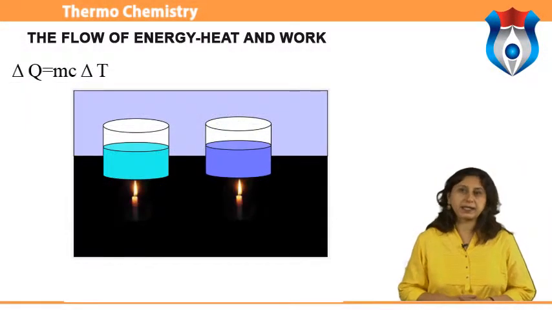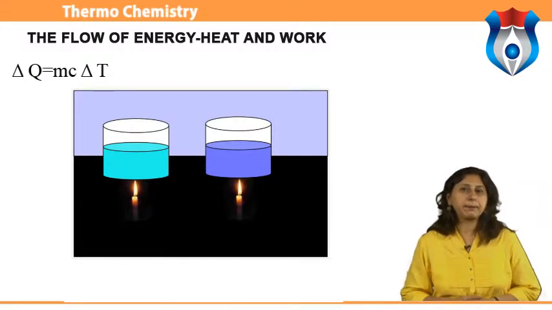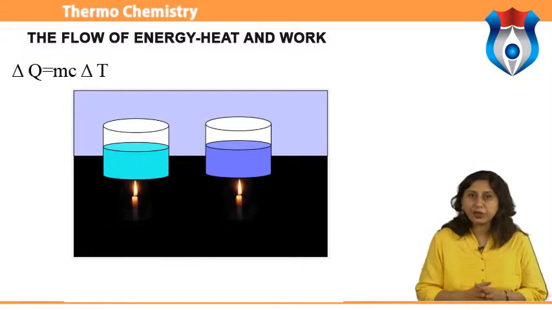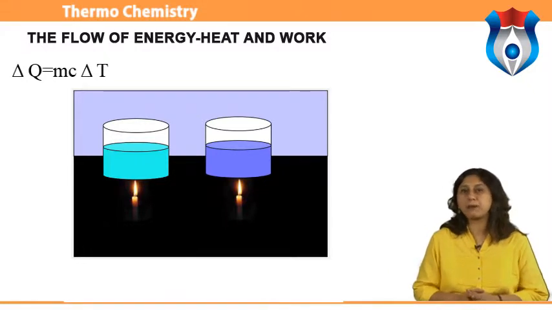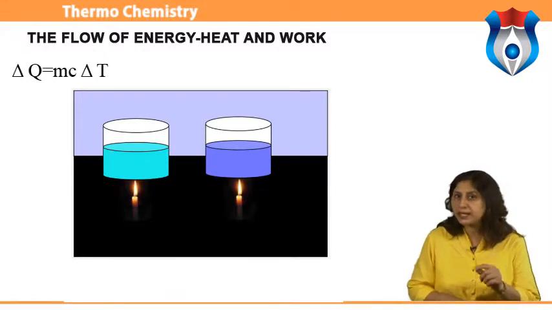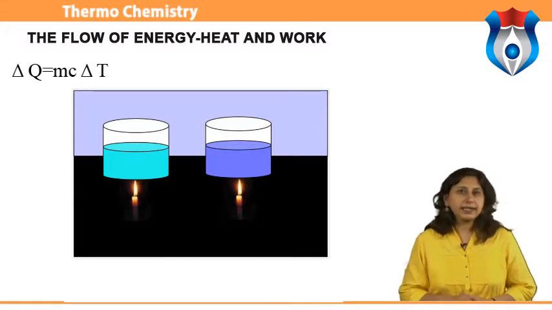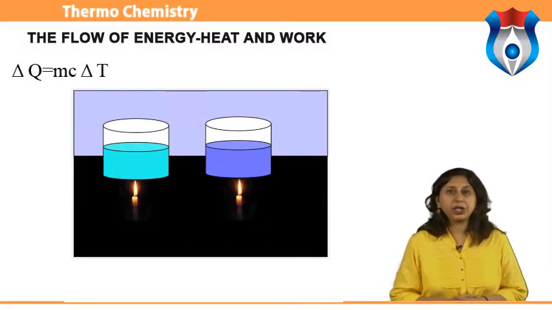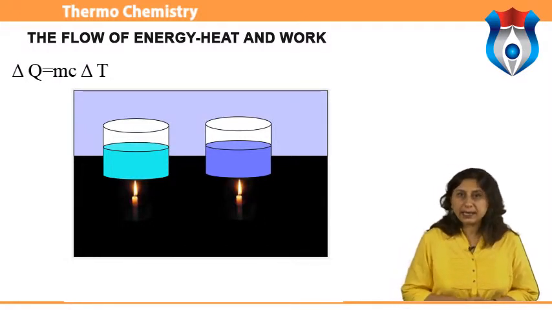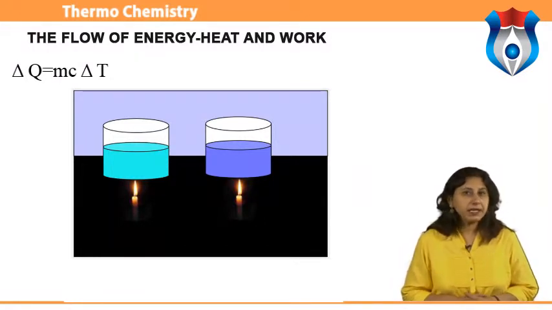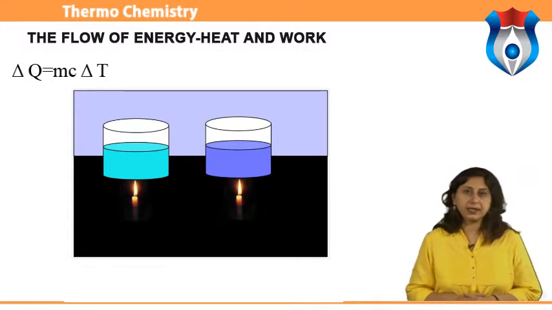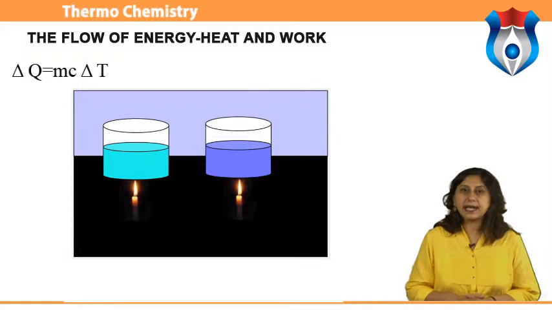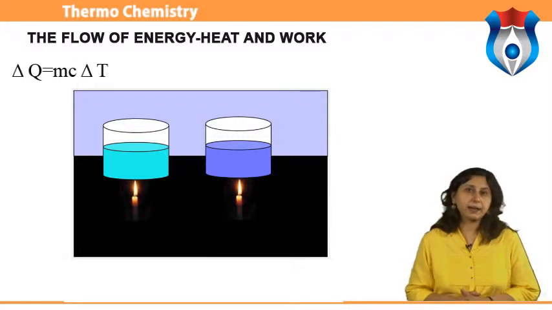Specific heat capacity. The specific heat capacity of a solid or liquid is defined as the heat required to raise unit mass of substance by 1 degree of temperature. This can be stated by the following equation, where delta Q is equal to heat supplied to substance, M is equal to mass of the substance, C is equal to specific heat capacity, and delta T is equal to temperature rise.